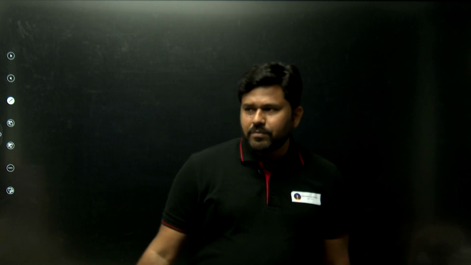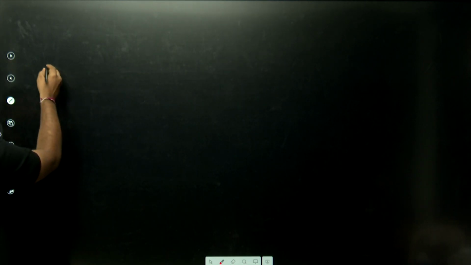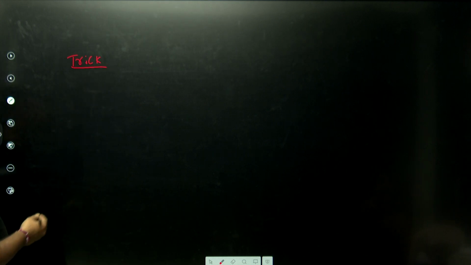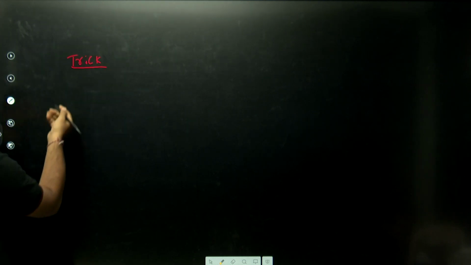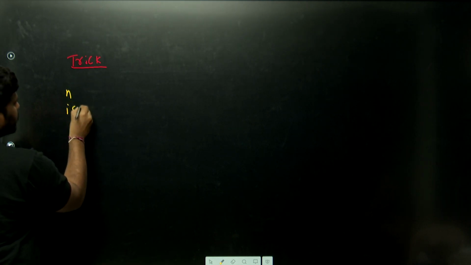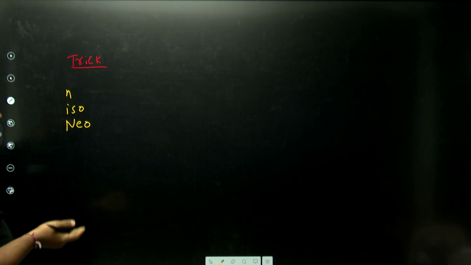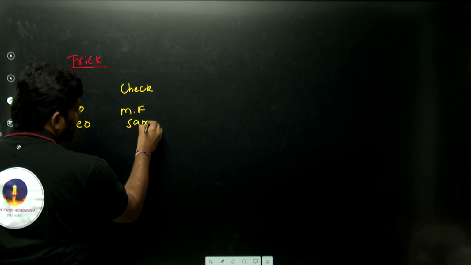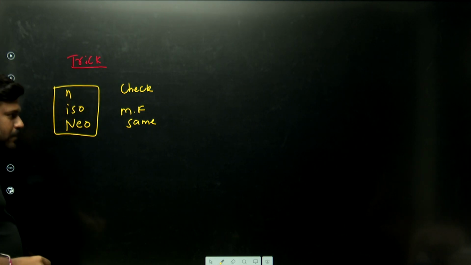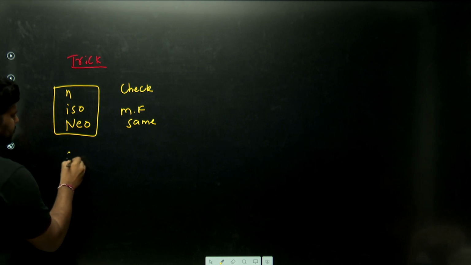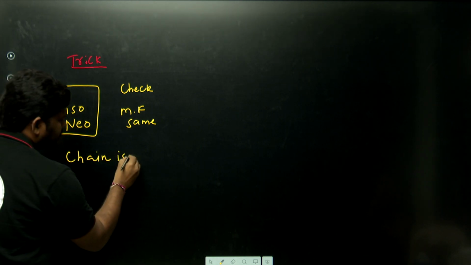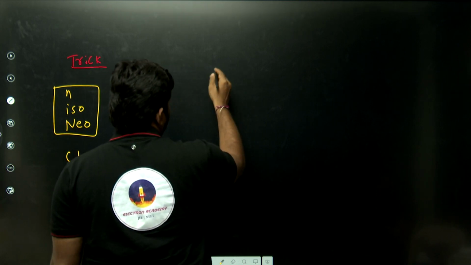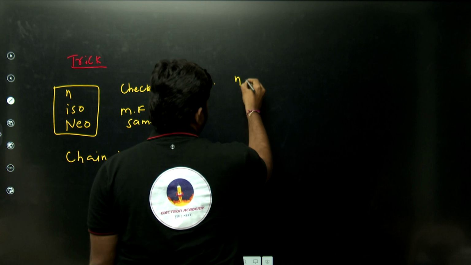Now I will give a bond line formula, and you have to say whether it is a chain isomer or not. Here is a simple trick to find chain isomers. First, take these terminologies N, iso, neo, and check the molecular formula. If the molecular formula is the same and we use the terms N, iso, neo, then these are called chain isomers. For example, which of the following is chain isomerism? For example, I am taking N-pentane.